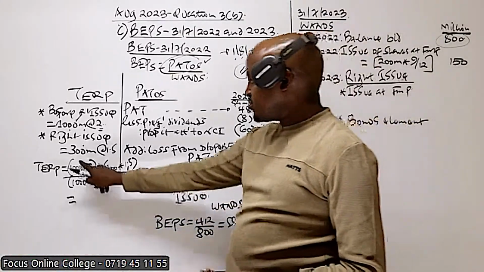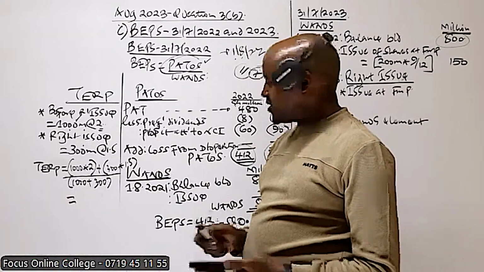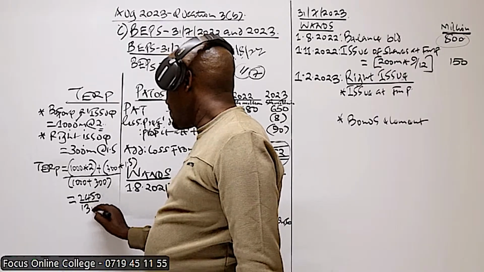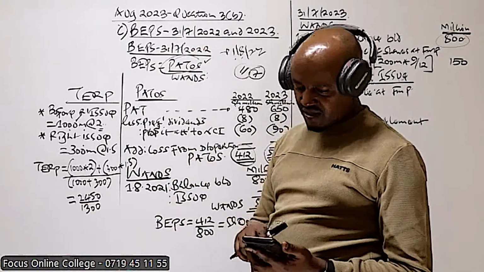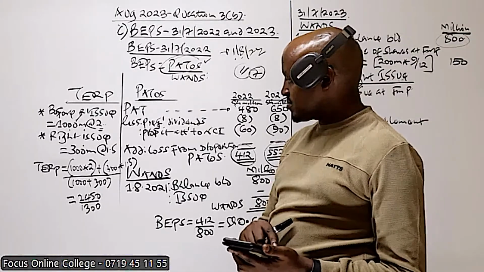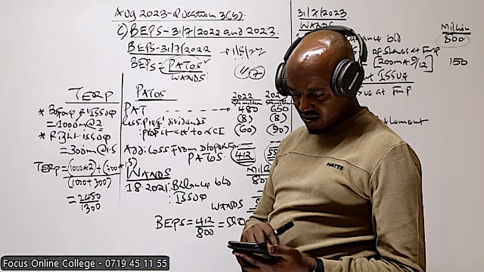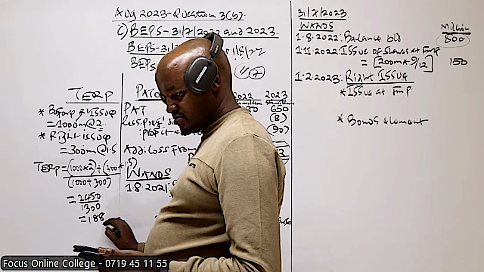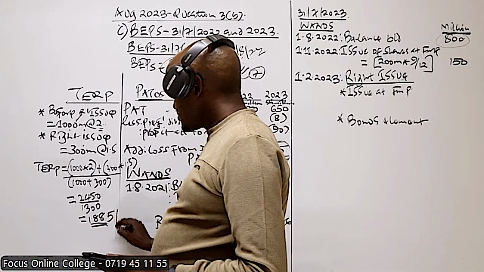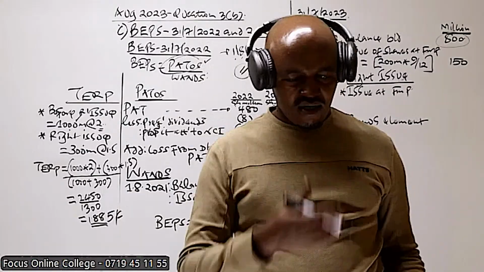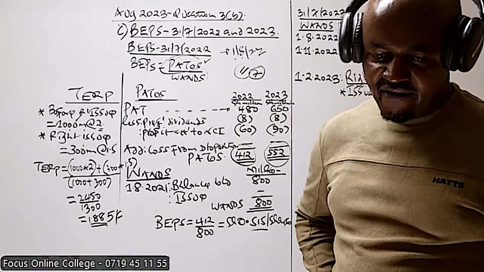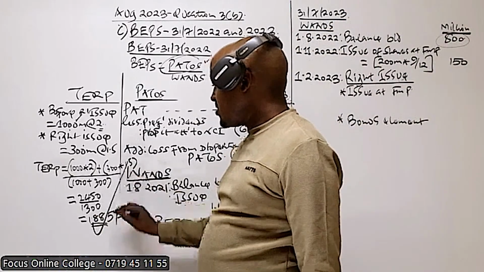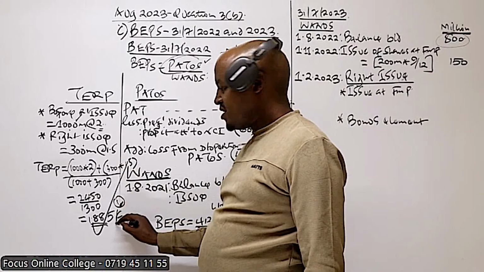So let's finalize on this. This one is 2,000, and this is 450, giving 2,450, divided by 1,300. I hope that is what you're getting. Yes, I'm getting something close to 1.885. That is now called the theoretical ex-rights price. Always in these questions, there is a mark for the theoretical ex-rights price.